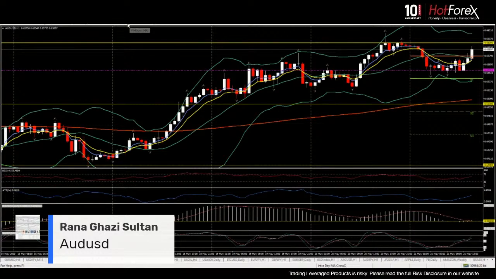But again, the resistance sits there at 24,620. I'll say 24,610. So I'll call it 600 for the sake of round numbers. That's our next target. That would be a target if you were long here from this break up this morning.